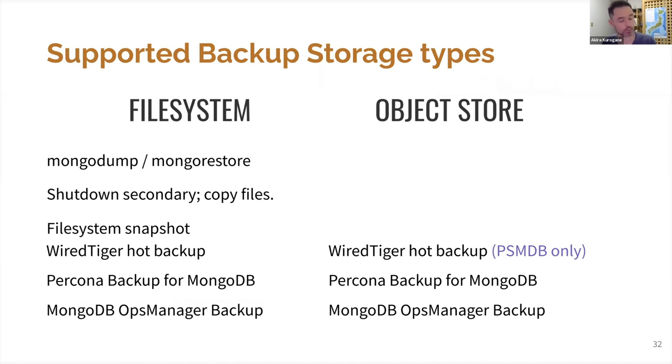And as for where you store them, using object stores is a cheaper way and can be a faster way, depending on the service you're using. But at any rate, object stores are usually cheaper and otherwise more useful, particularly in our cloud environments these days. Only three solutions support it. One is WiredTiger hot backup, but only the one offered in Percona Server for MongoDB. It's not available in MongoDB Enterprise. Otherwise, Percona Backup for MongoDB and MongoDB Ops Manager can use S3 as a destination, S3 or MinIO.